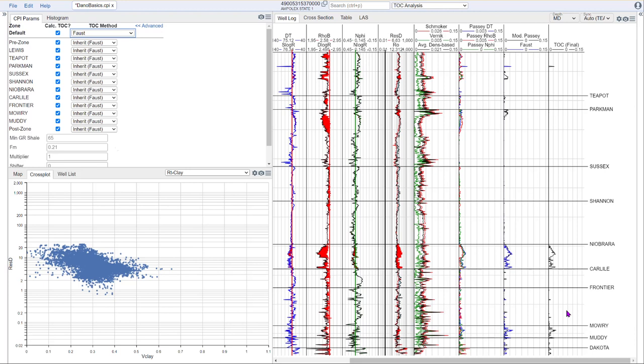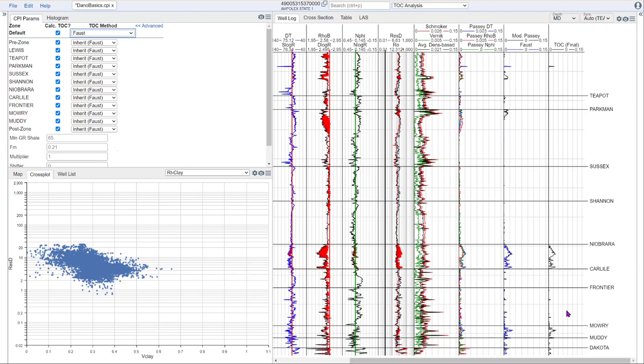Now, unfortunately, it requires having a sonic curve, which I know a lot of the time you won't have access to, which brings me to which method is really the one that you're wanting to use. Well, it depends on what data you have available. With some of the Passey methods, especially the Passey neutron method, all you need is a neutron curve and your resistivity curve, and you're good to go with that one.